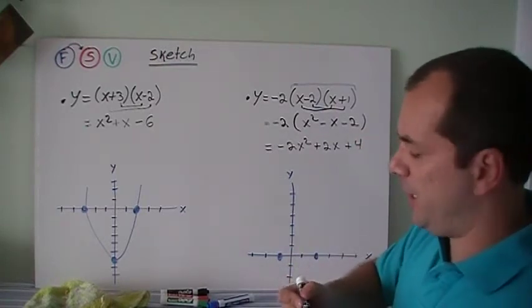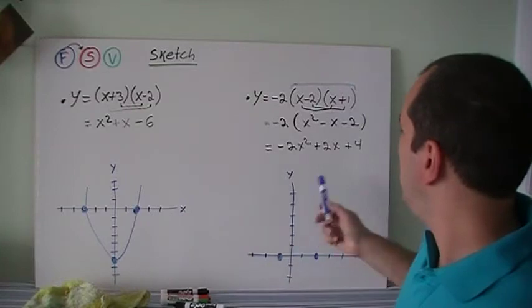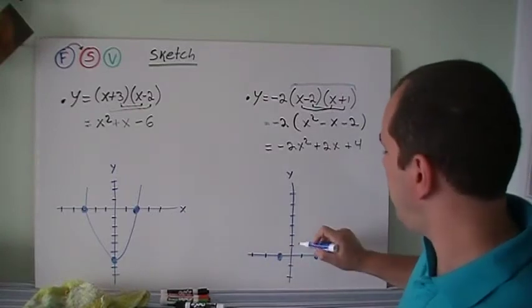And let's see if this matches with our prediction. So we said that our y-intercept is going to be 4. 1, 2, 3, and 4.